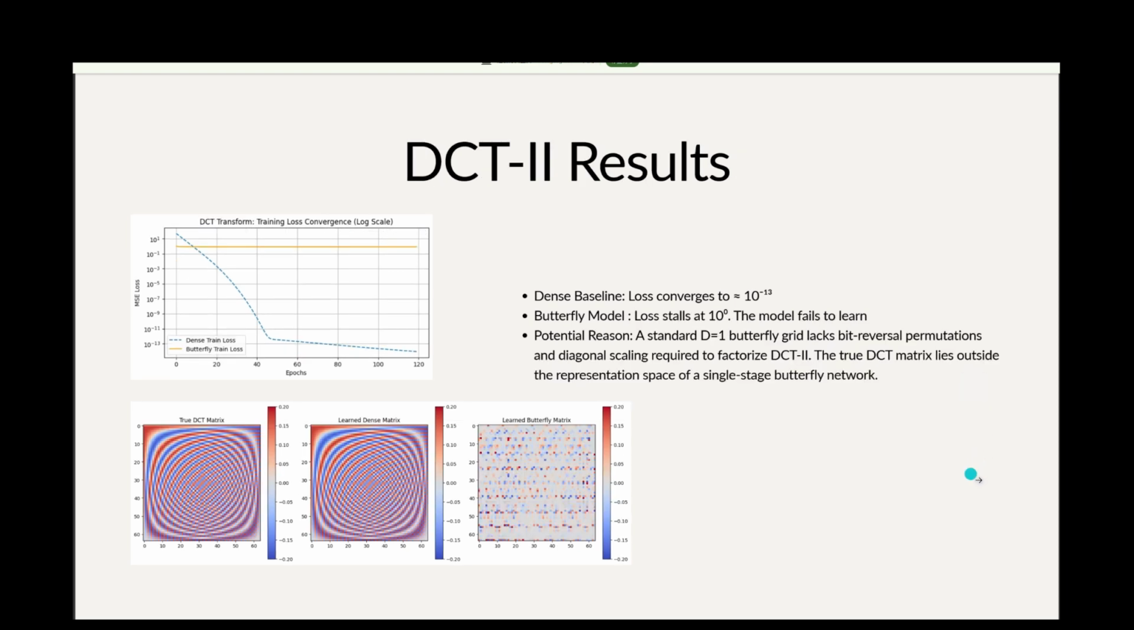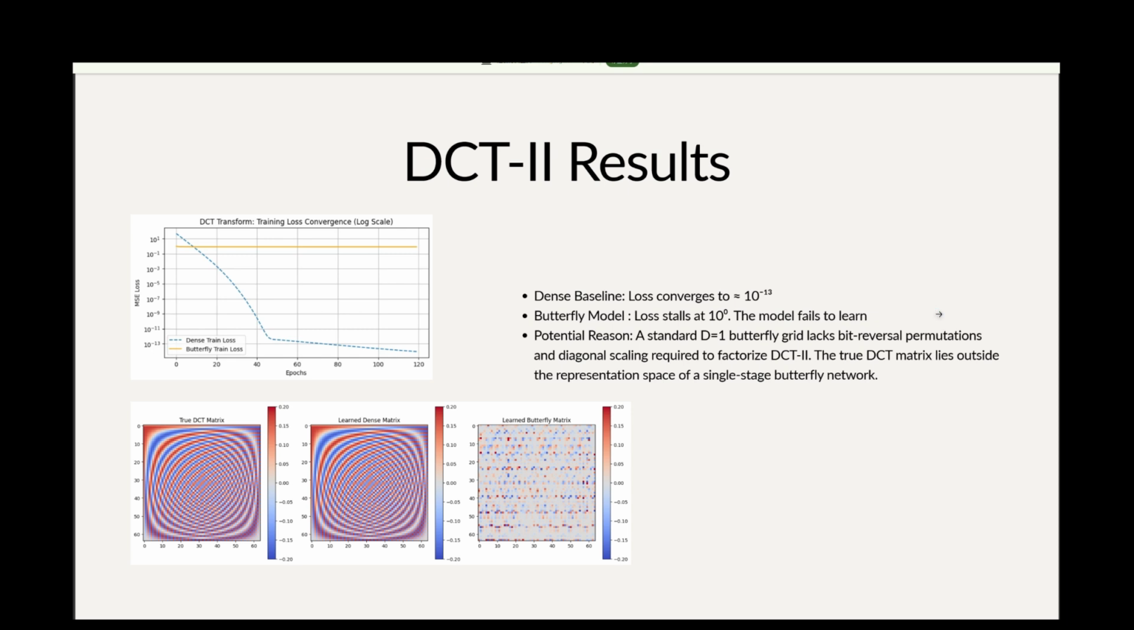And next, we'll look at the DCT2 transform result. Here, the story is completely different. If you look at the loss graph, the dense baseline still converges perfectly to around 10 to the power of minus 13. However, the butterfly model completely fails to learn, and it stalls horizontally at 10 to the power of 0, which is 1. And why does this happen?